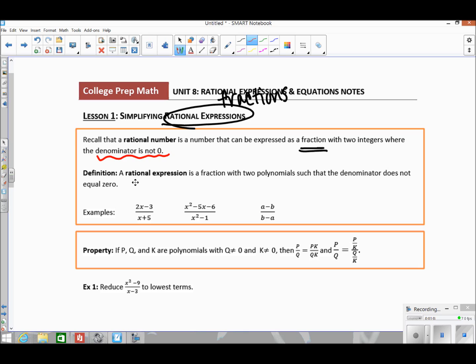The definition then of a rational expression is when we have a fraction that has two polynomials, and the denominator, again, cannot equal 0. If it does equal 0, we have to say it's undefined. So here's just some examples of rational expressions. So you have a linear term over a linear term, quadratic over a quadratic, another linear over a linear.